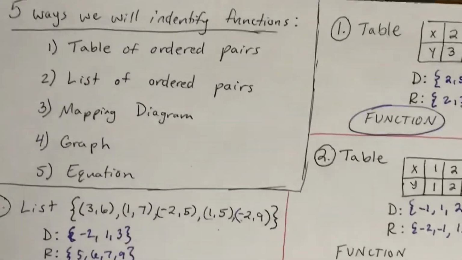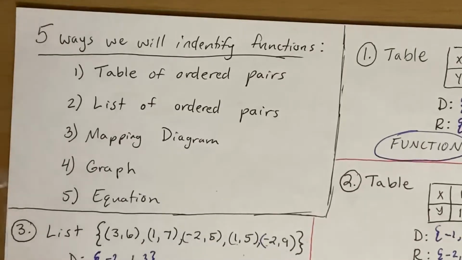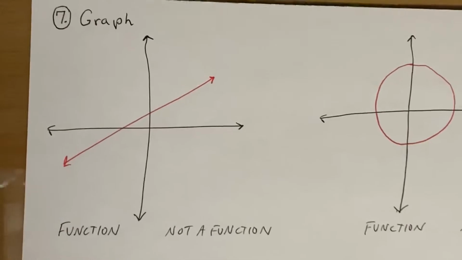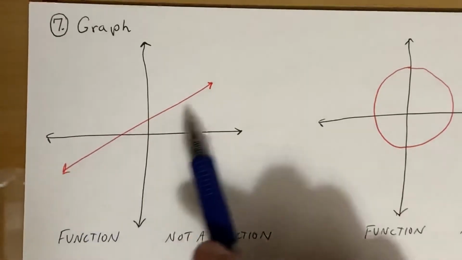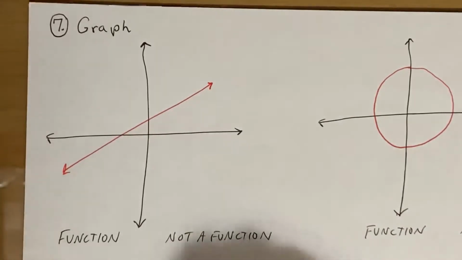Okay, so the next way that we're going to have to identify if it's a function or not is from a graph, and the last way is an equation. So let's look at some graphs here. First graph we're going to look at looks like this right here. If we notice, this is a straight line. So that's kind of the graphs we've been talking about that are linear.